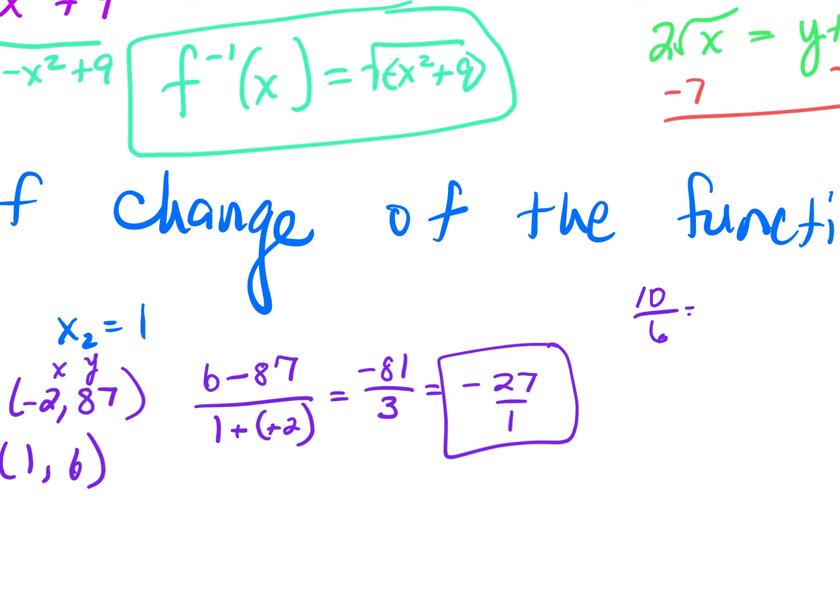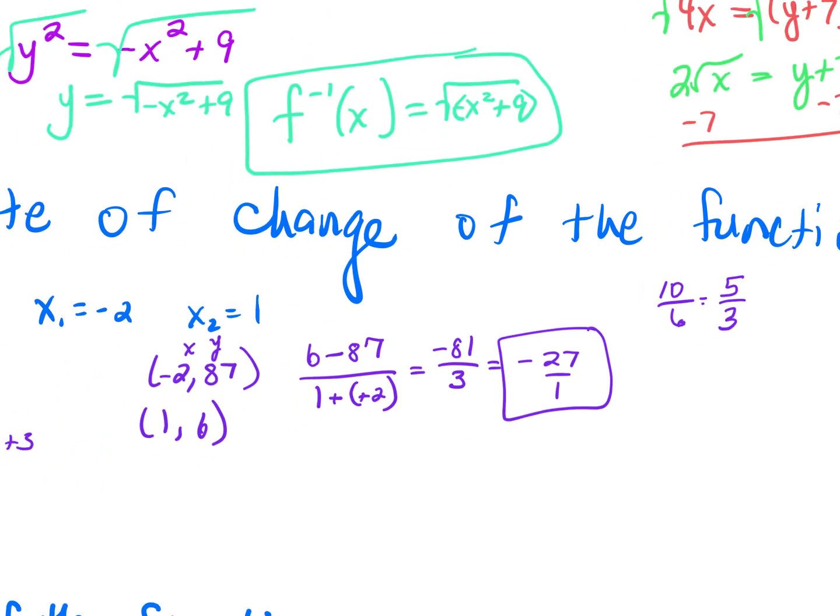What is it? 5 over 3. Do not, guys, change it to a mixed number. Always leave average rate of change or slope as an improper fraction. Okay, Sean, did you get that? Did you hear me? Okay. So just be aware of that, guys.